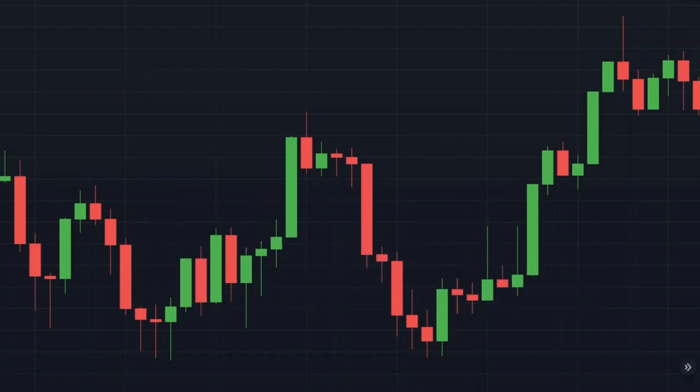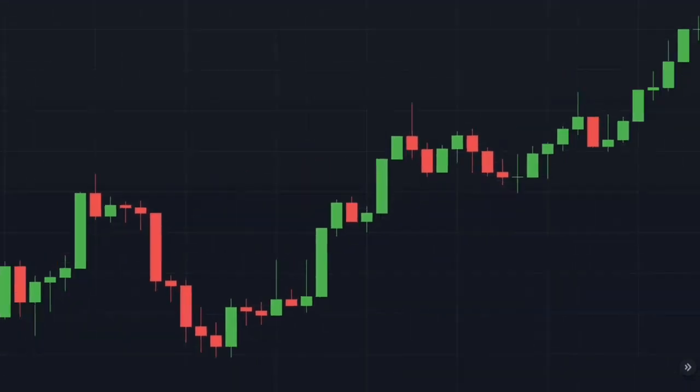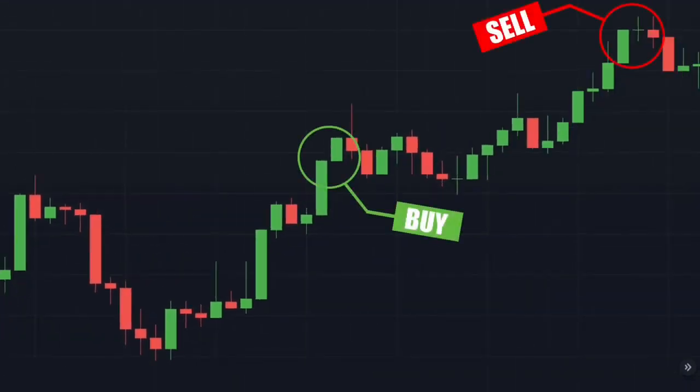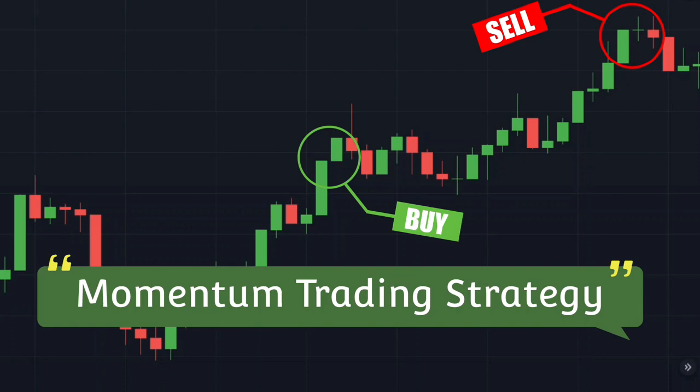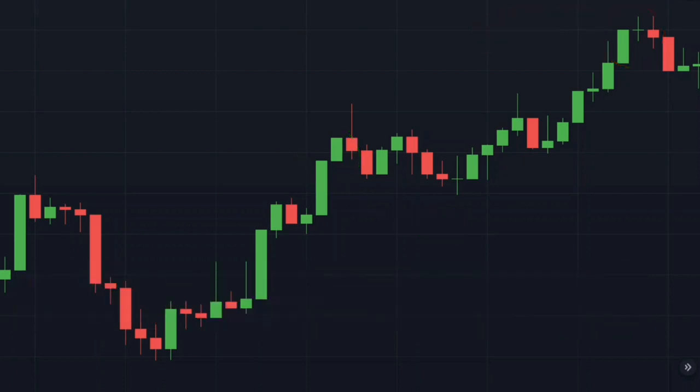The answer is quite simple. Successful day traders don't try to buy low and sell high. Instead, they buy high and sell higher. This strategy is known as momentum trading strategy. It is also one of the simplest trading strategies that anyone can employ.